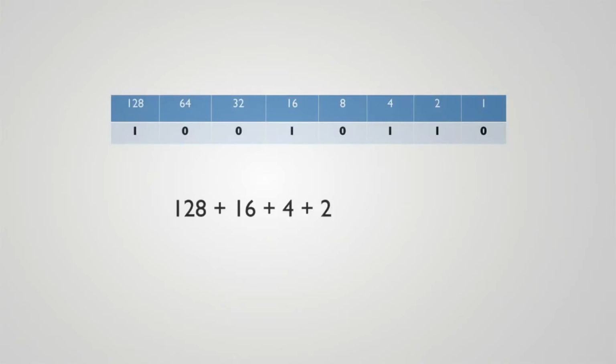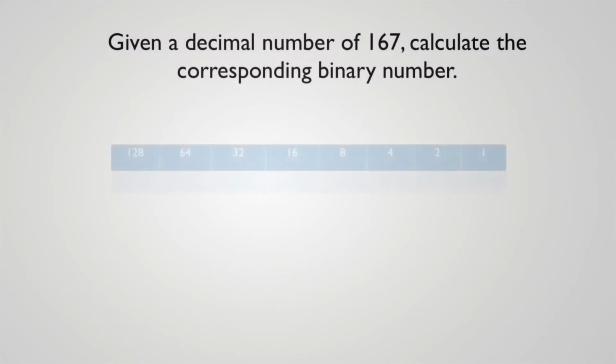There's a 128 that has a 1, so we say 128 plus, what's the next column that has a 1? It's a 16. 128 plus 16 plus the 4 column has a 1, the 2 column has a 1. We just add up all the column headings that have a 1 in their column. 128 plus 16 plus 4 plus 2, that gives us a decimal equivalent of 150 for the binary number of 10010110. It's a little bit more complicated when we go in the other direction, when we're given a decimal number and we're asked to calculate the binary equivalent, but it's very doable.